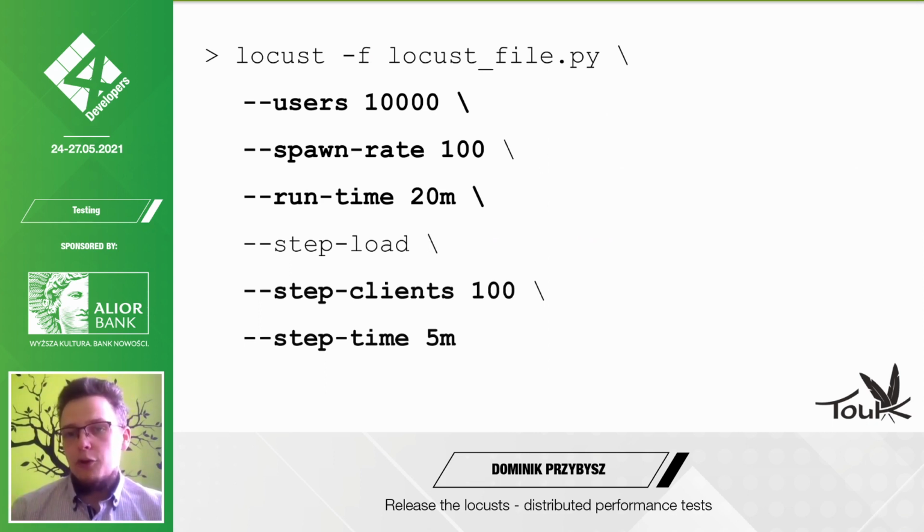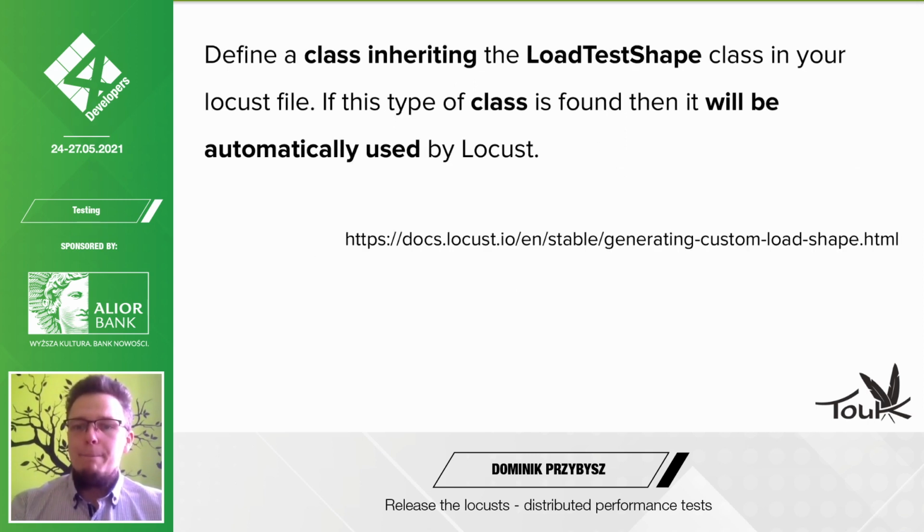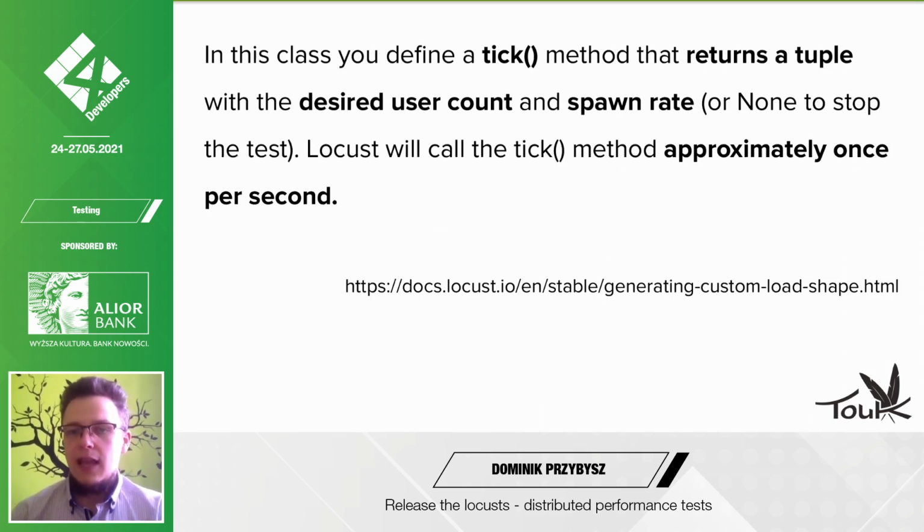And to be more flexible in running other load test shapes, Locust introduced a class, LoadTestShape, from which you have to inherit in your test. Such a class will be automatically used by Locust. Of course, you have to define it in the master configuration. And in your class, you have to define a tick method which returns a tuple with the desired user count and spawn rate. And of course, you have access to the current runtime to, for example, check at what point in the process you are.